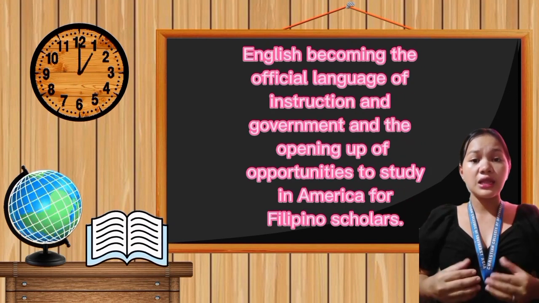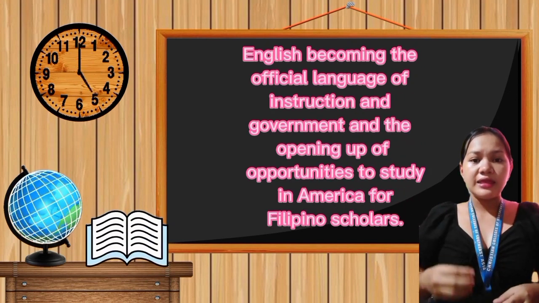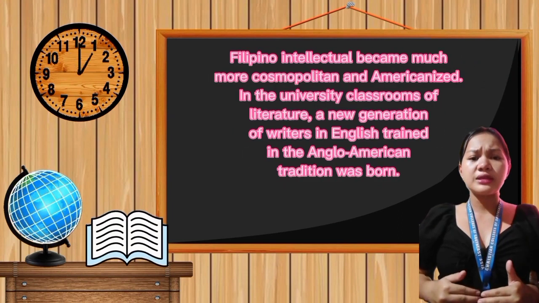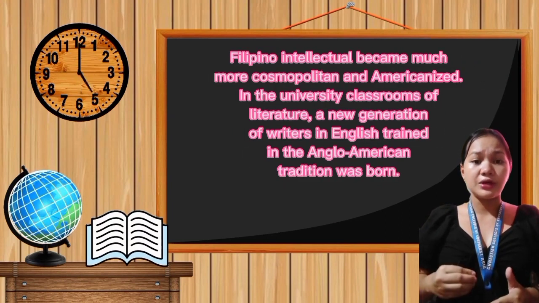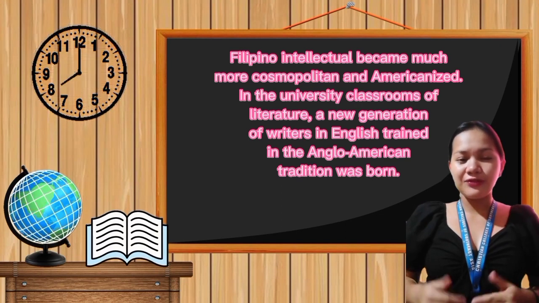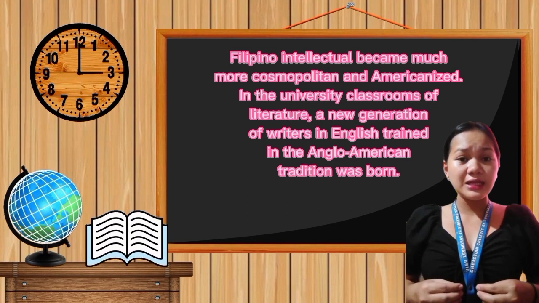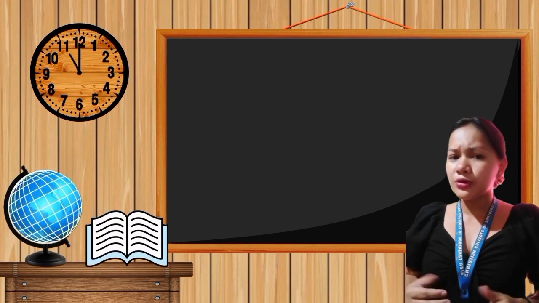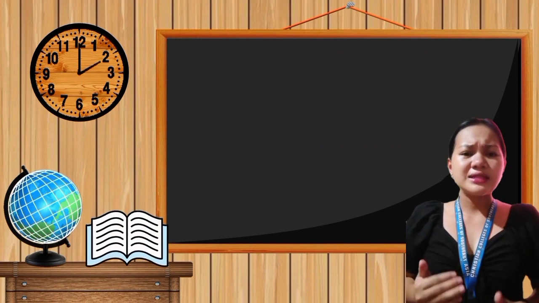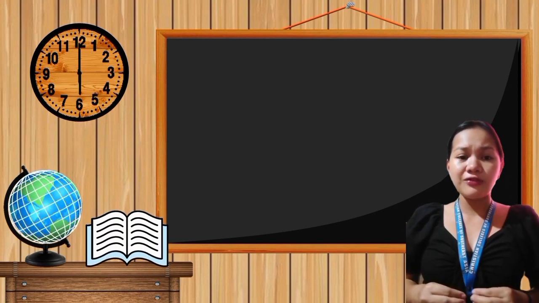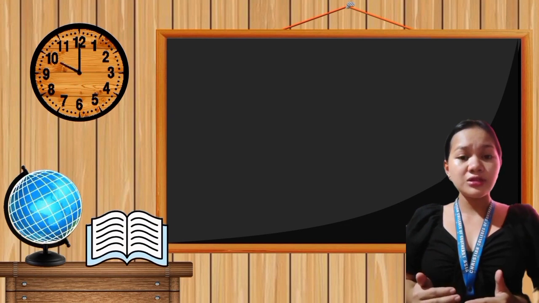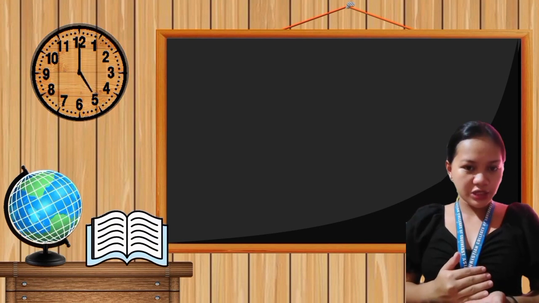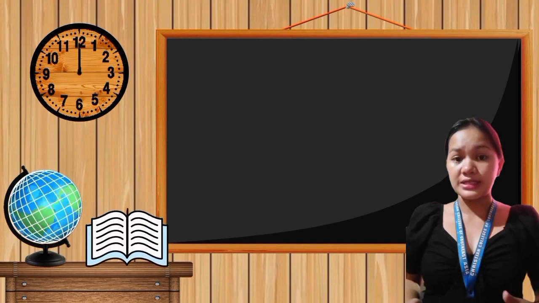With English becoming the official language of instruction and government, and the opening up of opportunities to study in America for Filipino scholars, the Filipino intellectual became much more cosmopolitan and Americanized. In the university classrooms of literature, a new generation of writers in English trained in the Anglo-American tradition was born. As a result, fewer and fewer writers wrote about national independence, a theme that was almost forgotten in the heyday of the occupation. Instead, they got attracted to the glamour associated with the modern style and aimed to produce avant-garde Filipino literature in English comparable to that of the West.